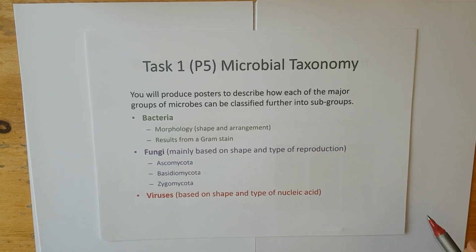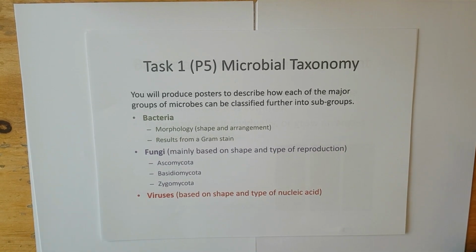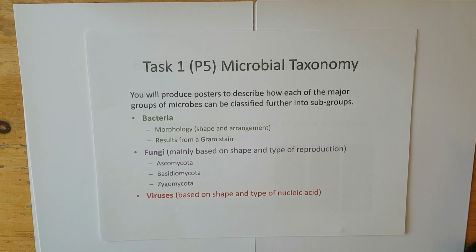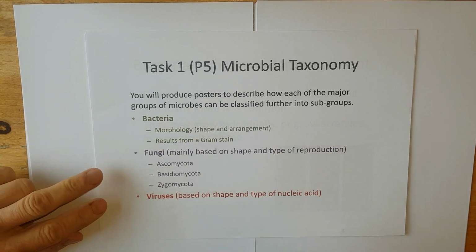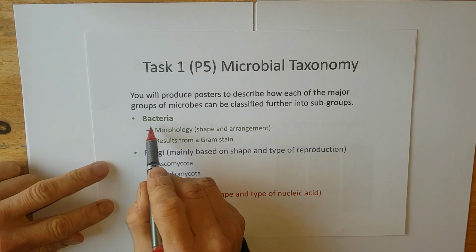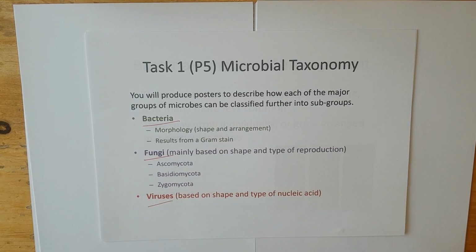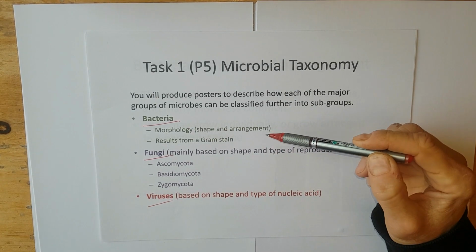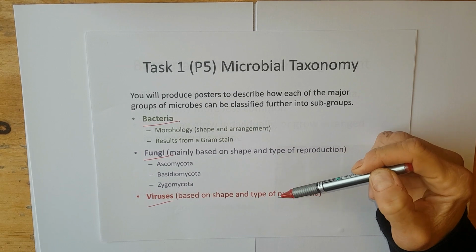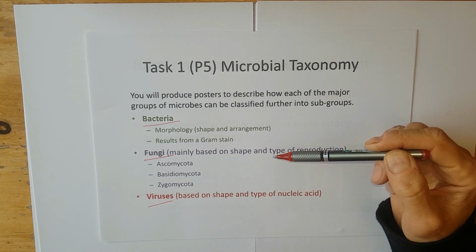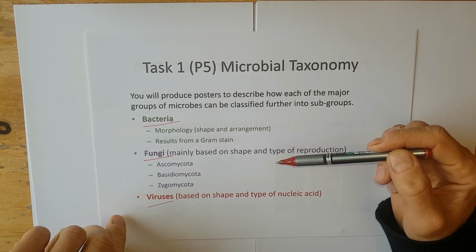This is Unit 15, Assignment 4, just a run through of what you need to do for the pass P5. P5 is microbial taxonomy, which is splitting microbes into groups. You need to talk about 3 different types of microbes: the bacteria, fungi, and the viruses. And for each type, you need to talk about different things. So let's start off with the bacteria.